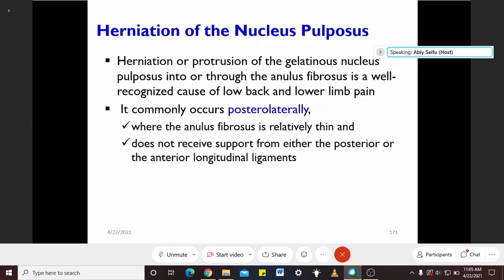Now let's see herniation of the intervertebral disc. The intervertebral disc has two parts: the nucleus pulposus, the gelatinous structure which is found internally, and peripherally there is the annulus fibrosus. But most of the time during herniation, the central part, that means the gelatinous structure, protrudes posterolaterally.